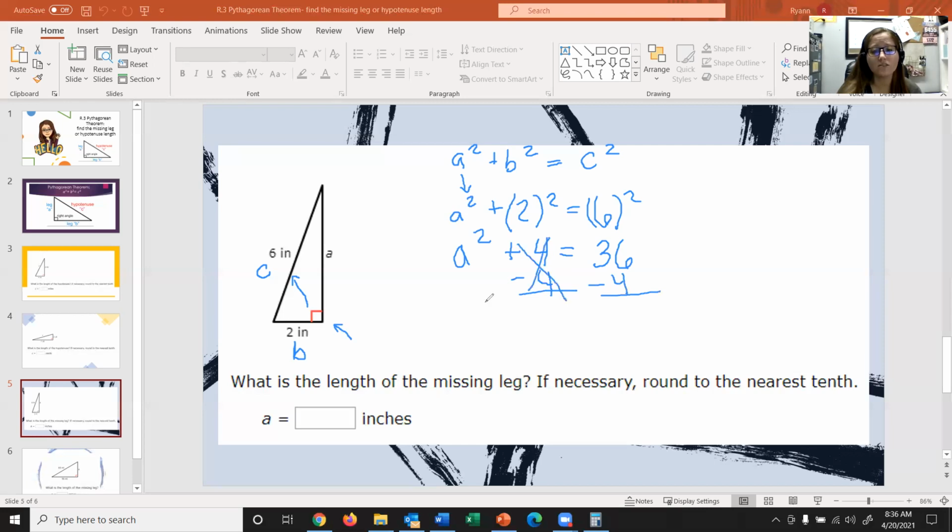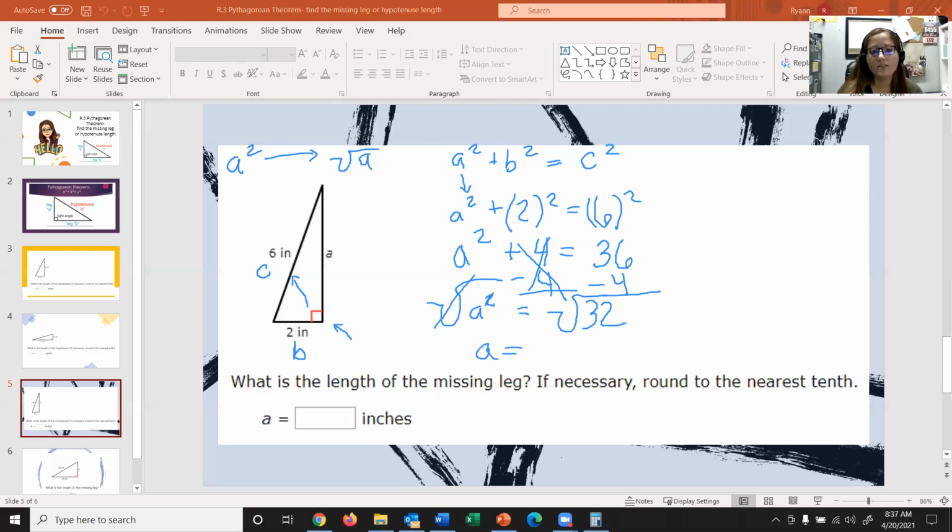This over here is going to cancel for us, leaving us with just A squared to work with. And then 36 minus 4, okay, is going to give us 32. Now, again, with solving for variables with exponents, the inverse operation is going to be to find the square root of that number. So we want to leave A by itself. We don't want A with an exponent. So we're going to find the square root of both sides of the equal sign. This is going to cancel for us, leaving us with just A.